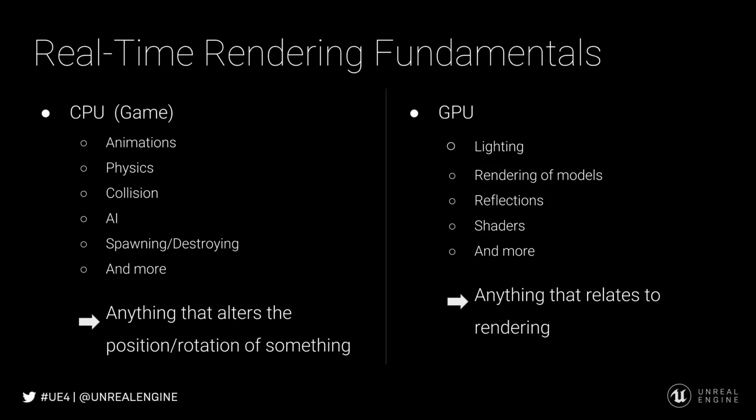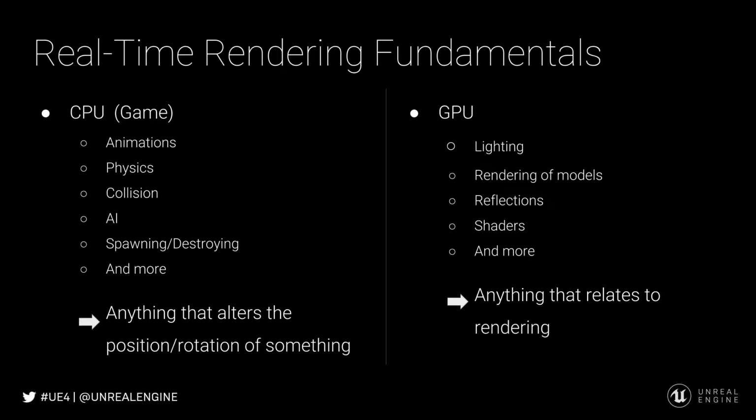That means it's going to calculate the animations, the physics, collisions, artificial intelligence, and when something is being spawned or destroyed at runtime, and so on. Everything that results in an object changing position, rotation, scale, and so on is calculated by the CPU. The GPU essentially handles all the actual rendering. So lighting, the rendering of the models themselves, reflections, shaders, and so on and so on.